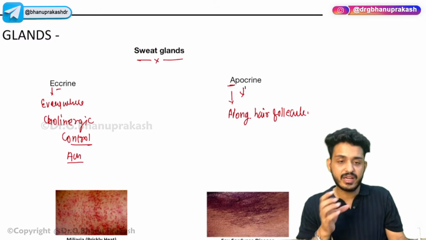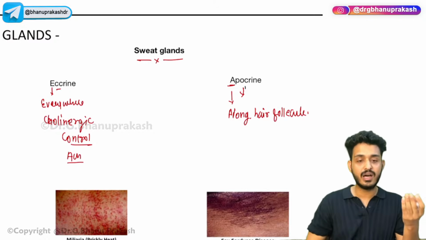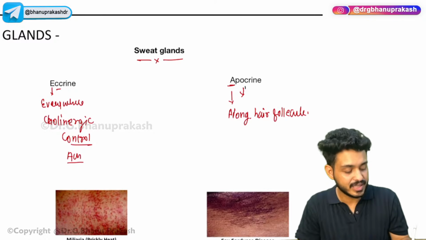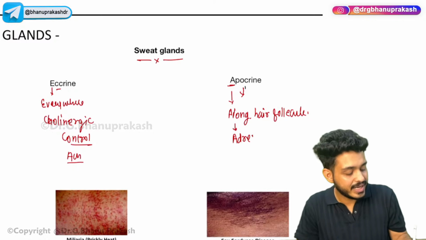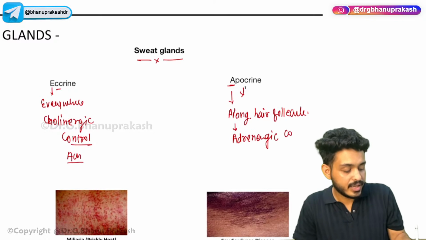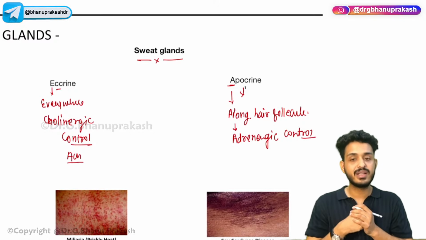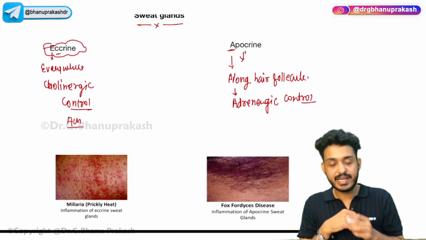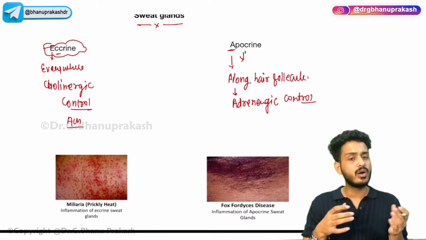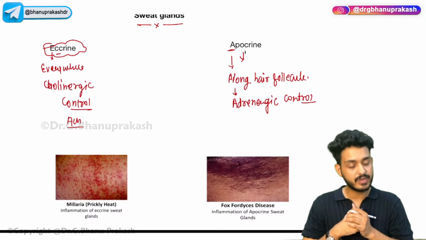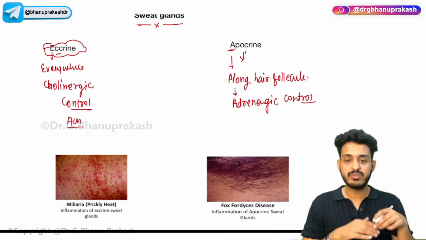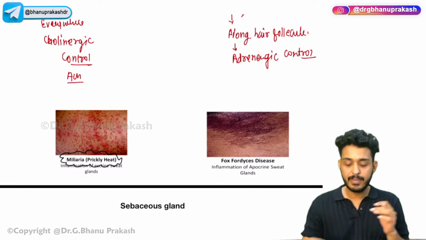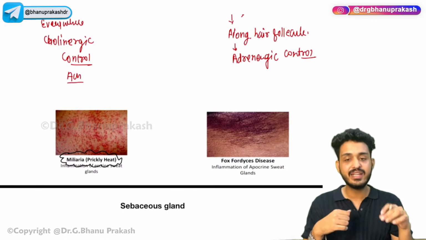So where you are having hair follicles, like in your armpits, axilla, in your groin region, you will be having which kind of glands? You will be having, sir, apocrine glands. They are under which control? A for adrenergic control. They are under adrenergic control, that means they are under sympathetic control. Now what you have to remember, if there is inflammation of these eccrine glands, in summer, you are going outside, standing outside for a longer period of time, you will be having inflammation of these glands, and that is a disease known as prickly heat or malaria.